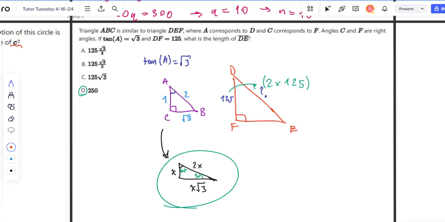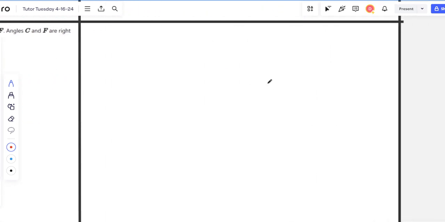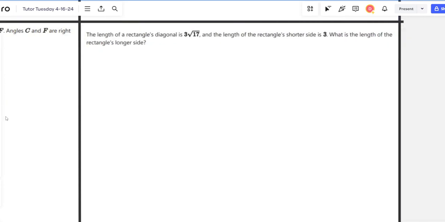That's an interesting one. They have nice geometry questions sometimes. Let's try this one next.